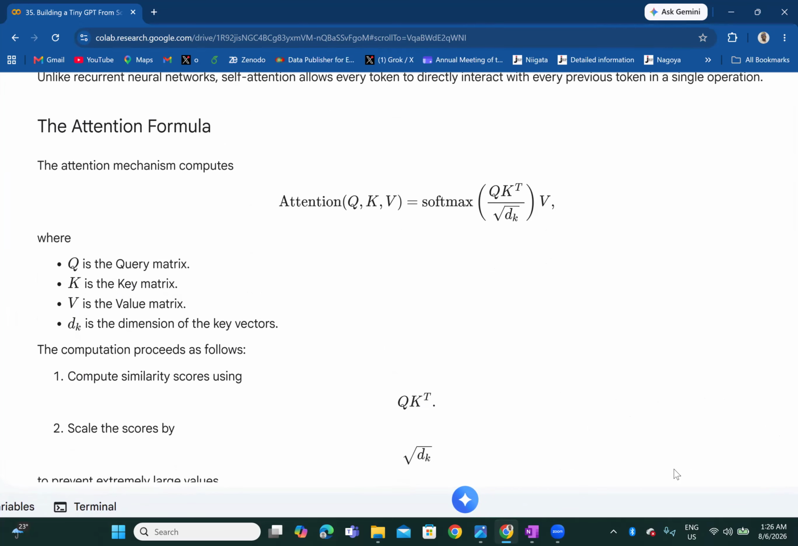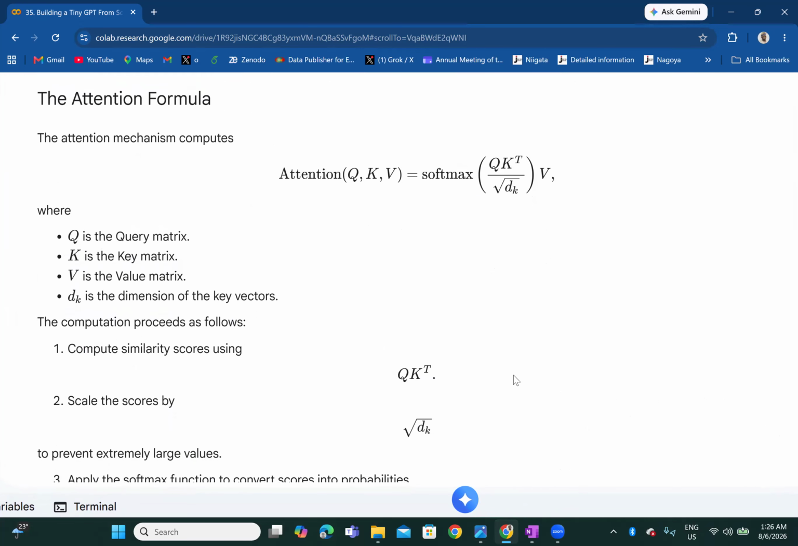We have the attention formula, which I've talked about so much that I won't spend too much time on it. There's a whole video breaking down the concept of attention, in fact a couple of videos. The attention mechanism computes attention as a function of query, key, and value, and it is equal to the softmax of QK transpose over square root of dk. QK transpose over square root of dk is called the scaled dot product, which gives the attention score. That probability is then multiplied by the value. Q is the query matrix, K is the key matrix, V is the value matrix, and dk is the dimension of the key vectors.